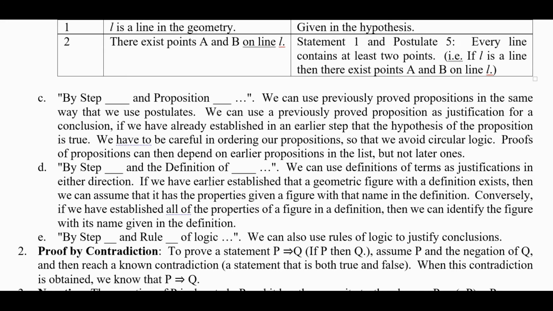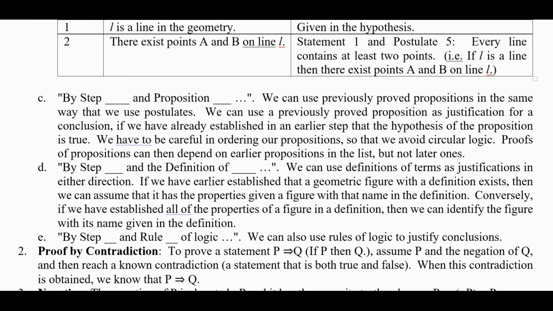Definitions can basically be used the same way. By step blank and definition of blank, we can use definitions of terms as justifications in either direction. Remember, either direction because they're if and only if statements. If we have earlier established that a geometric figure with a certain definition exists, then we can assume that it has the properties given a figure with that name in the definition.